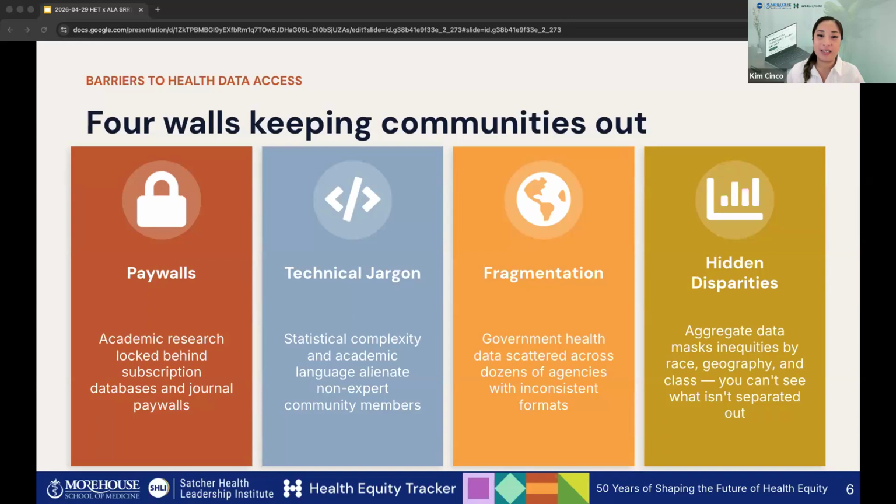And fourth, and this is the one that I think really sticks, aggregate data hides disparities. If a national report says that the maternal mortality rate is X, that number tells you almost nothing. You cannot see who is dying. You cannot see where. You cannot see whether things are better or worse for specific communities. You can't see what isn't separated out.